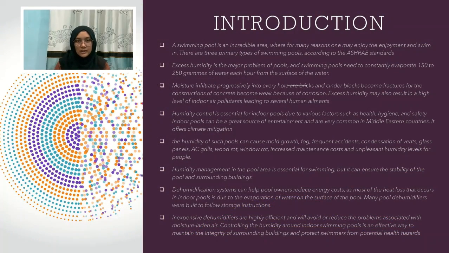Okay, I will present about the introduction. A swimming pool is an incredible area where one may enjoy swimming for many reasons. There are three primary types of swimming pool according to the ASHRAE standard. Excess humidity is the major problem of a pool, and a swimming pool needs to consistently evaporate 150 to 250 grams of water each hour from the surface of the water.